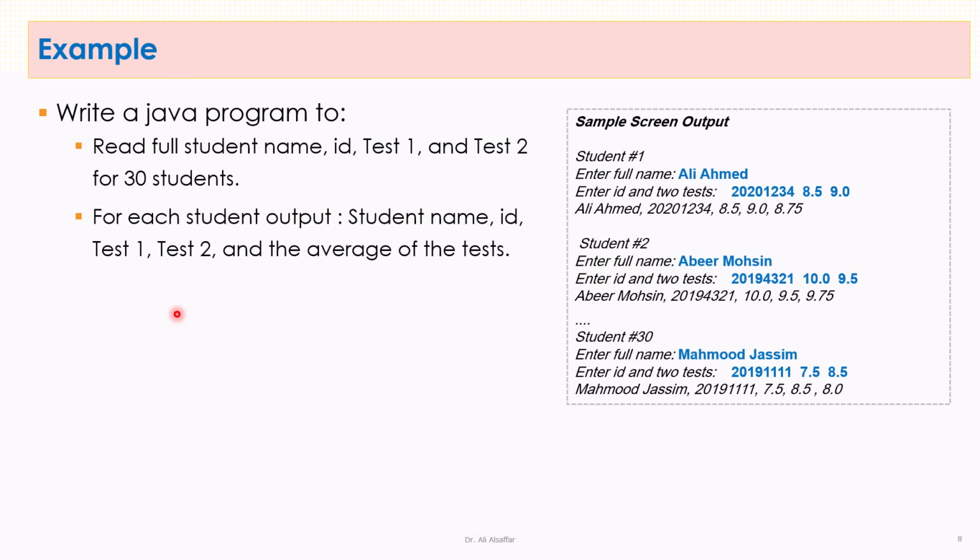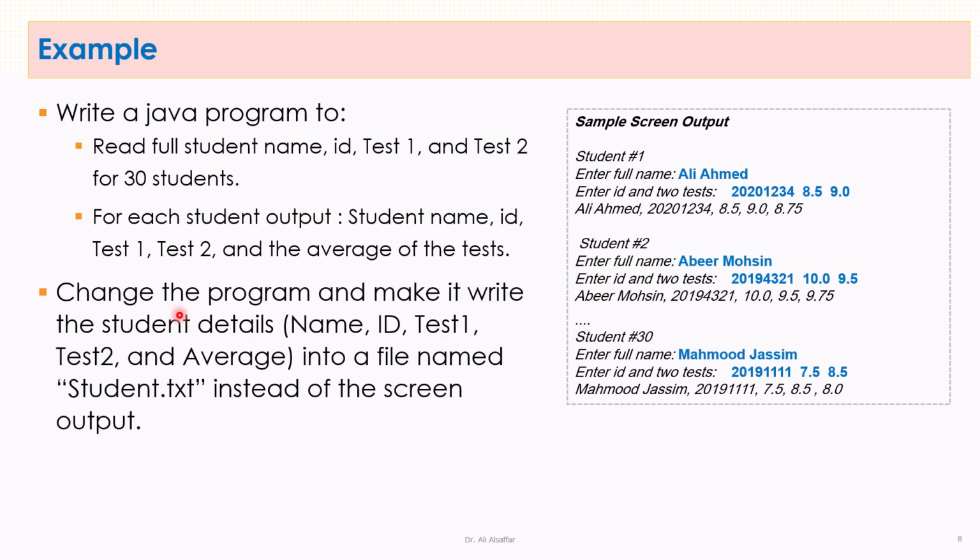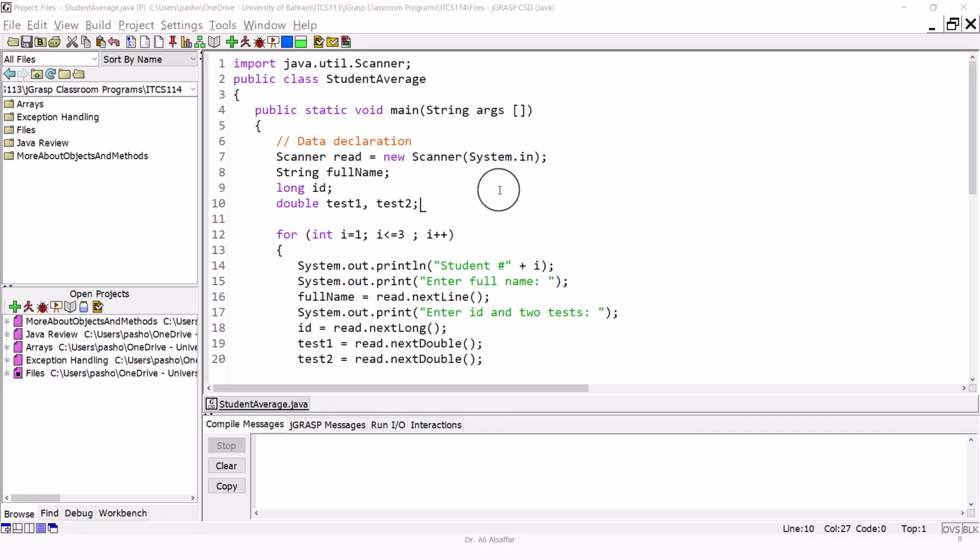In the second part of the example, we want to change the program and make it write the student details, name, ID, test 1, test 2, and the average into a file named student.txt, instead of printing the line on the output screen. So let us go to JGrasp and change our program so that instead of printing on the output screen, we need it to save it into a file.